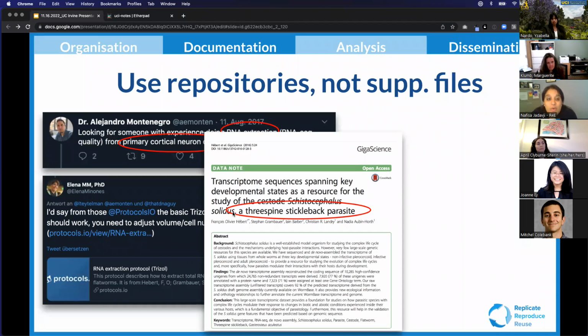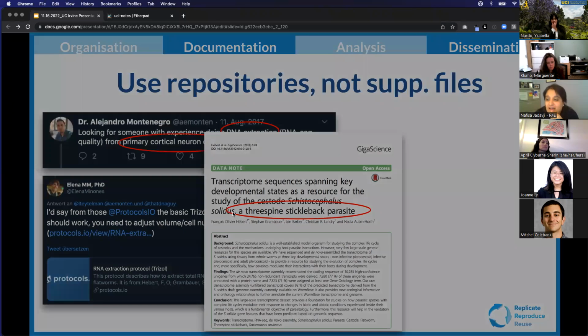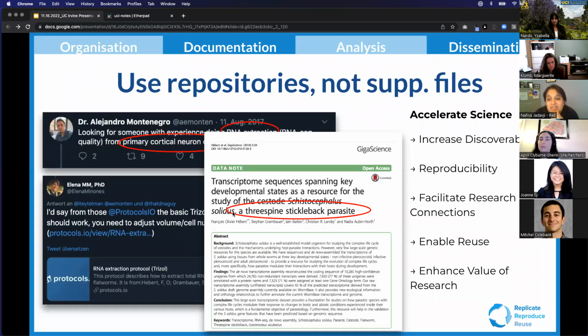So these repositories build this environment for these protocols and the easy sharing of these protocols. And so we see, next slide, that they are a way to accelerate science in terms of making things reproducible, facilitating scientific or research connections, the reuse of things that have been developed, and enhancing the value of research. So not spending 3 to 6 months developing and optimizing a protocol, but starting at least from somewhere.